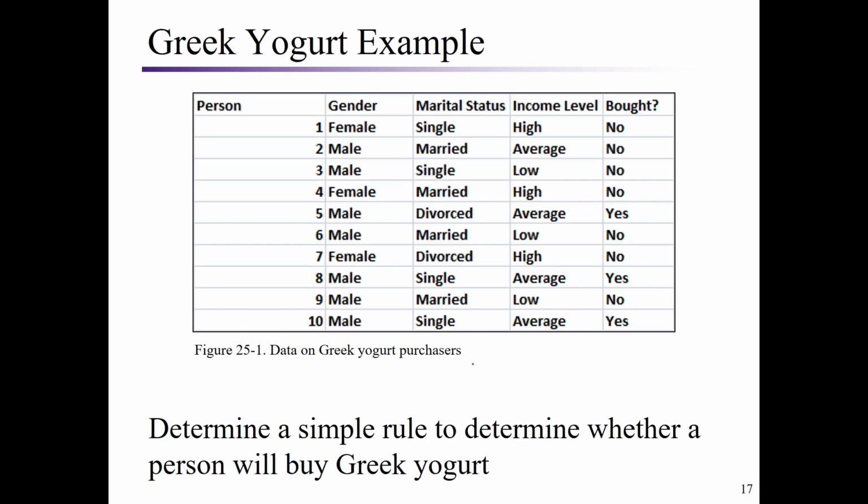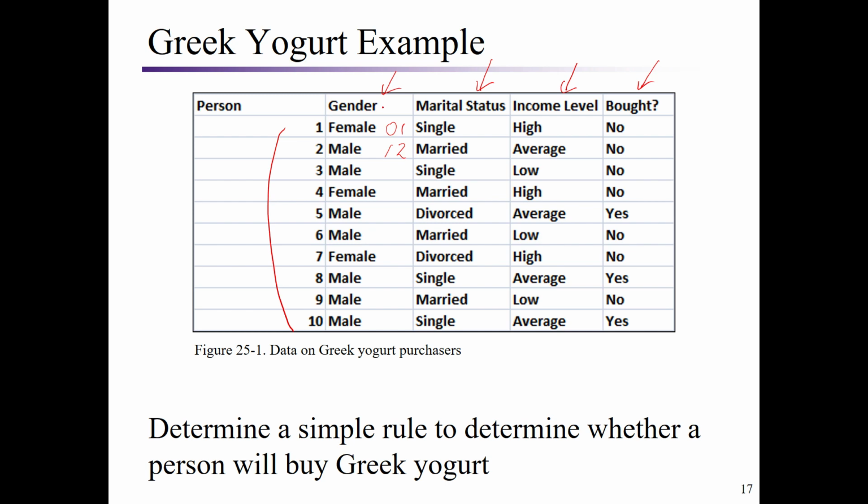Then let's take a look at the example in the textbook, the Greek yogurt example. Here, the purpose is to determine a simple rule to determine whether a person will buy Greek yogurt or not. There are 10 customers, and we have their gender, marital status, income level, and whether they bought Greek yogurt or not. As you can see, gender consists of female or male. Later we can assign number 0 to female and number 1 to male, something like that.